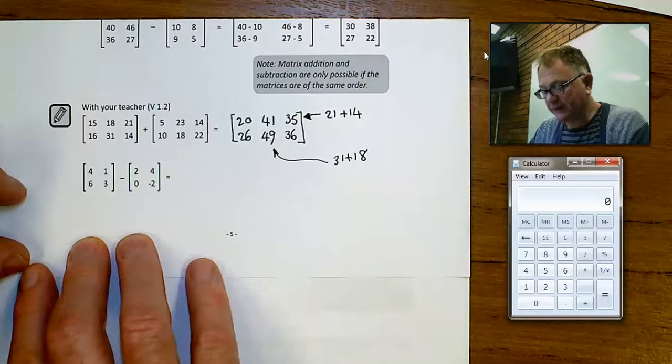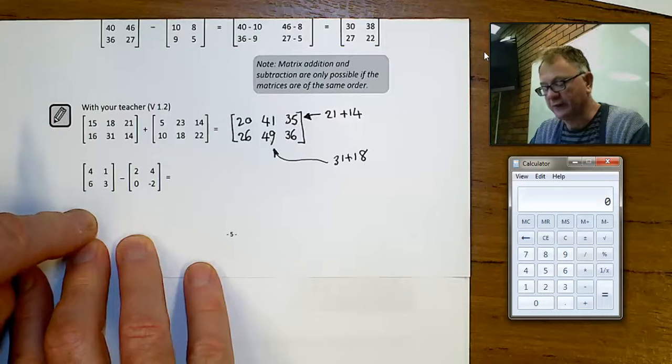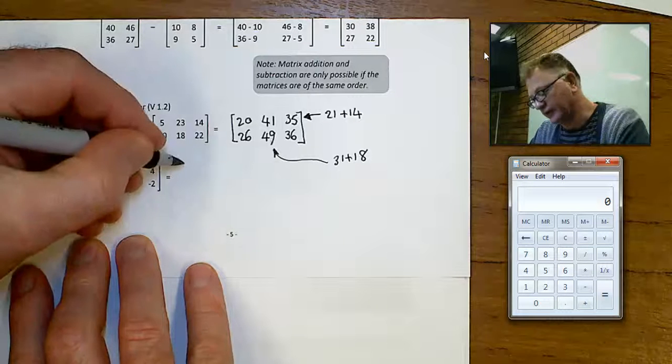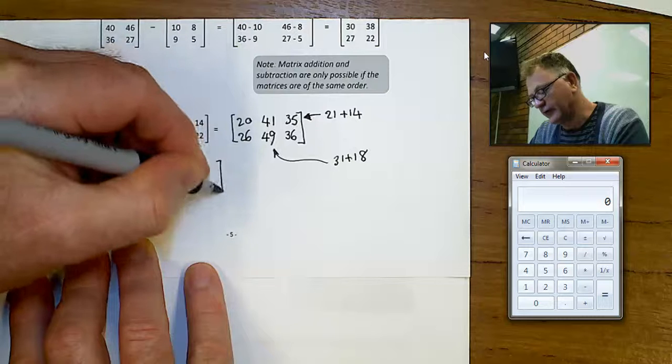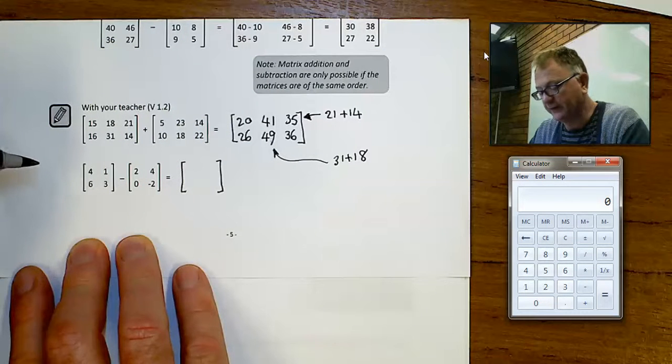Subtraction is much the same, so you subtract corresponding entries. Both the matrices have to be of the same order with addition and subtraction. And the matrix that you create after you've done the operation is also of that order. So these are 2 by 2 matrices, and our answer is going to be a 2 by 2 matrix.